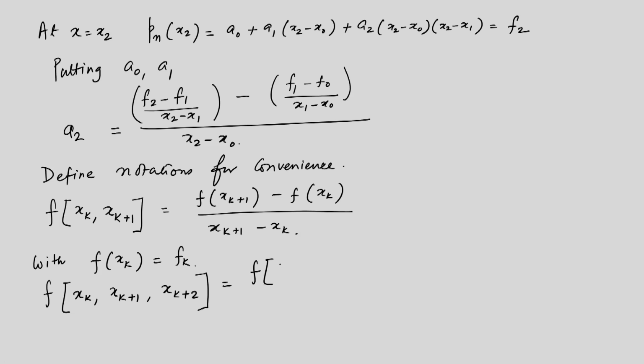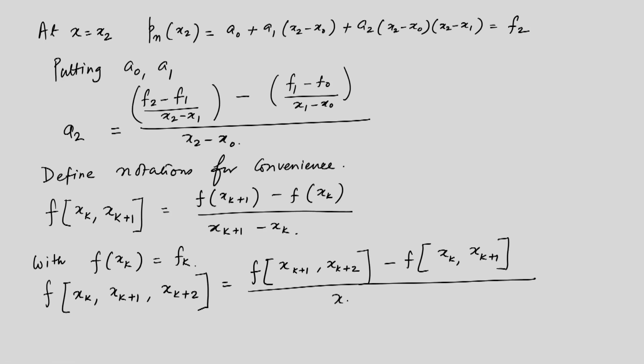So, if that is the case, then we have f of x k plus 1 and x k plus 2, and f of x k and x k plus 1, and this is like a x k plus 2 minus a x k. Okay. So, these are the notations that we have defined. This is for our convenience. Let us go ahead with these notations and define the most general one.